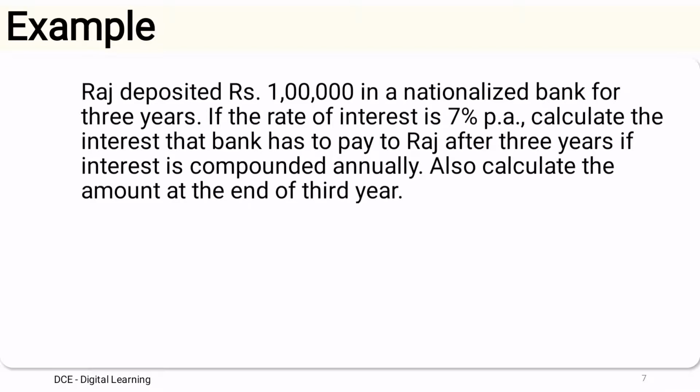Raj deposited rupees 1 lakh in a nationalized bank for 3 years. If the rate of interest is 7% per annum, calculate the interest that the bank has to pay to Raj after 3 years if interest is compounded annually. Also calculate the amount at the end of the third year.